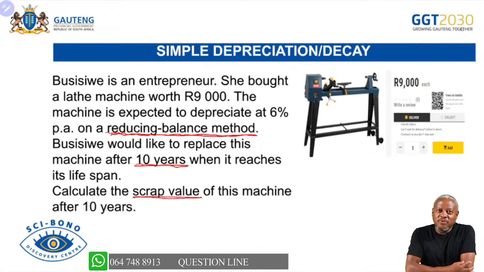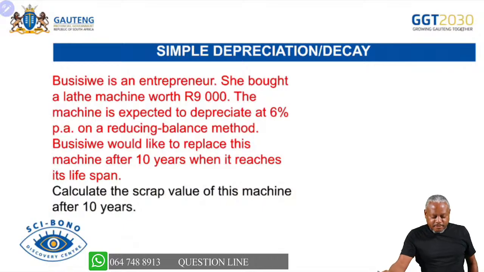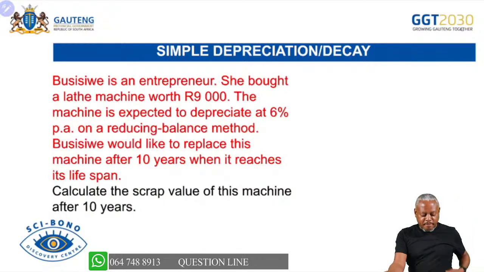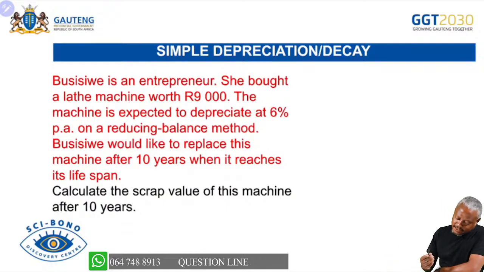And I also think you did quite well with this solution again. So let us check this one again. I think you have done it now, like you've done the first one. Let us go through that. So Busisiwe is an entrepreneur. She bought a lathe machine worth 9,000. The machine is expected to depreciate at how many percent? 6% per annum, on a reducing balance method. Busisiwe would like to replace this machine after 10 years, when it reaches its lifespan. Now, calculate the scrap value of this machine after 10 years. I like this.